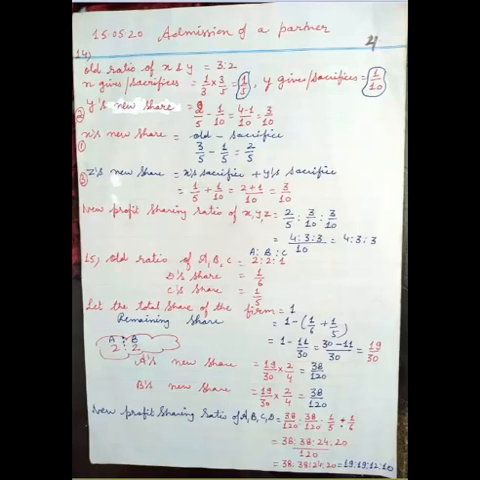Very, very important question, beta. Underline the question: C will retain his original share. It's very important. So old ratio of A, B and C is equal to 2:2:1. D's share is equal to 1/6 and C will retain his original share. So C's share is equal to 1/5. There is no change in C's share.